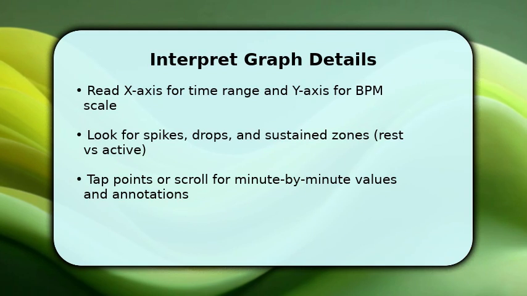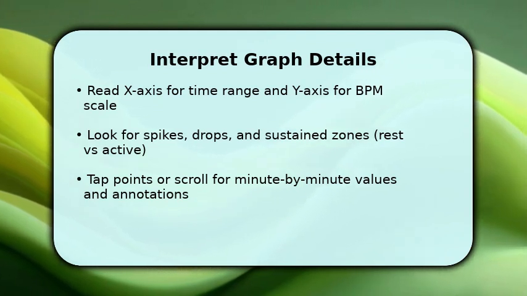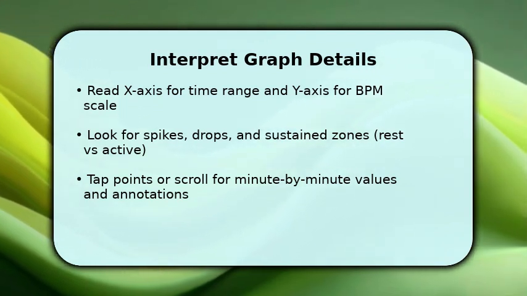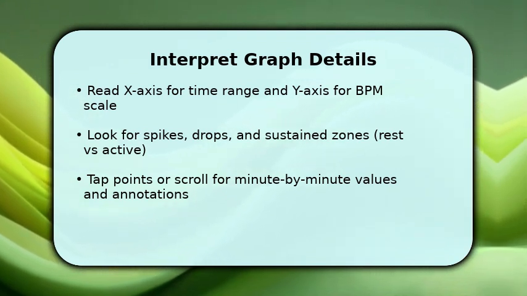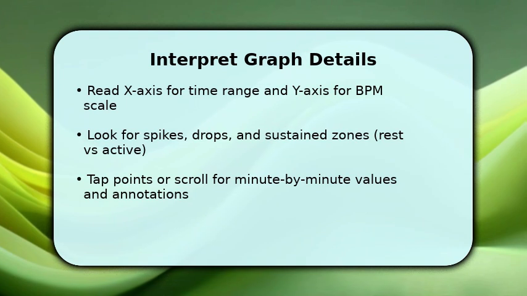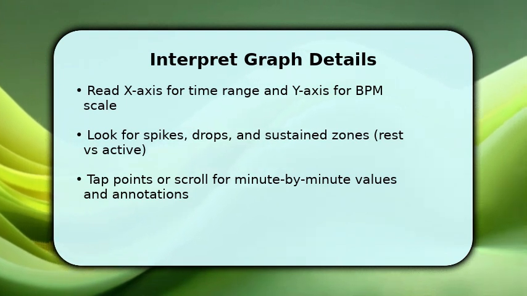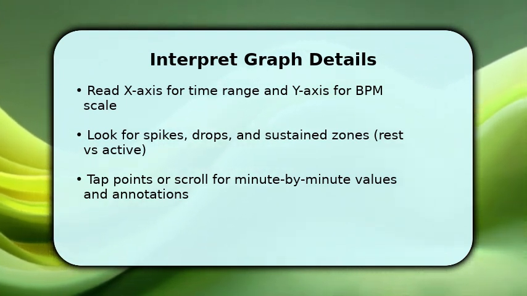Now you examine the graph to learn what each element means. The horizontal axis shows the time window, and the vertical axis shows beats per minute. Look for sharp spikes that indicate brief exertion or anxiety, and sustained elevation that suggests activity or stress.